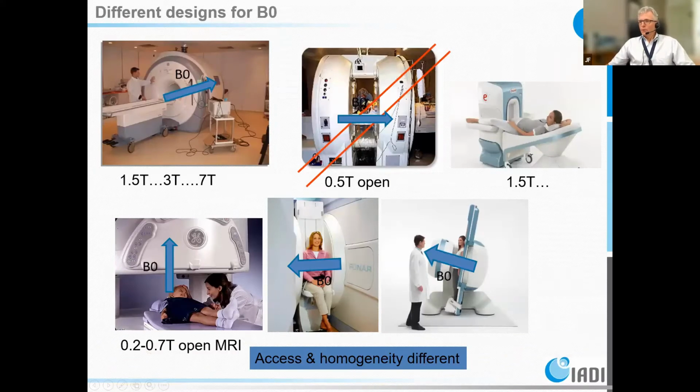Just for B0, we have a lot of designs, and in the beginning it was only this kind of system. You have the solenoid here, and generally you have 60 to 70 centimeter. Some systems are going to 80 centimeter. Sometimes you have an open system, like here. This is for claustrophobic patients or babies and so on. There are some designs that were the same design as this one, but split in the middle.